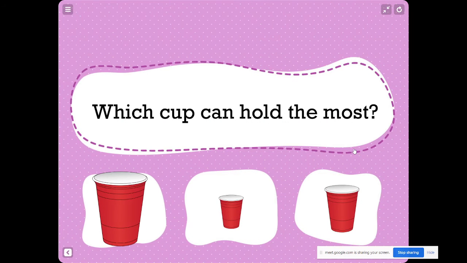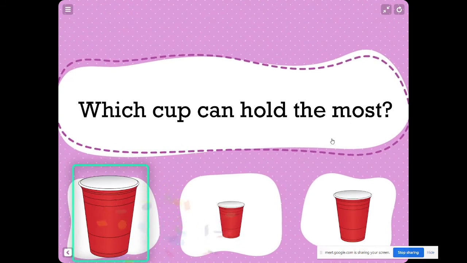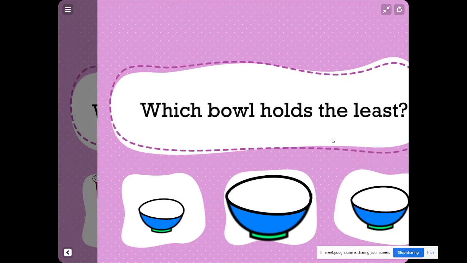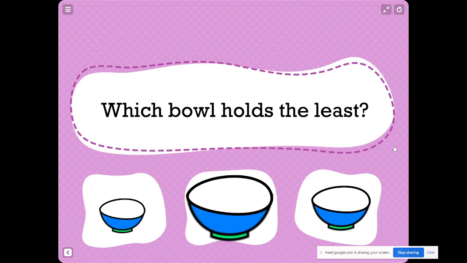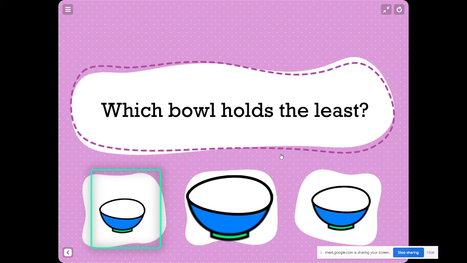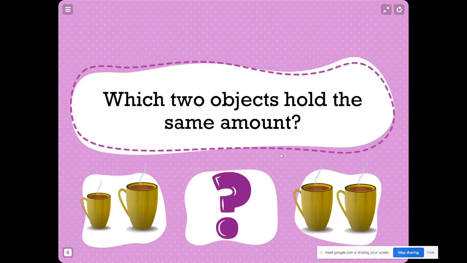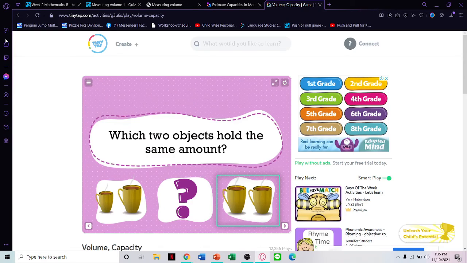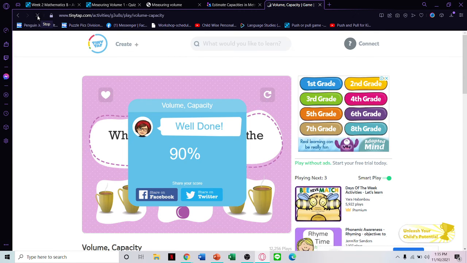Which cup can hold the most? A. Which bowl holds the least? A. Let's have one more. Which two objects hold the same amount? C. Okay. Now don't worry. Well done.